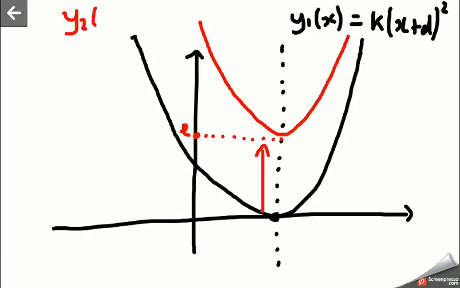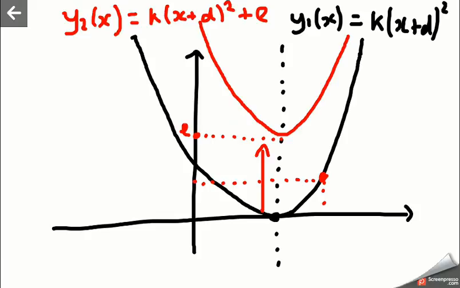So let's make y2 of x. y2 of x is equal to y1 of x plus e, which is equal to k times x plus d squared plus e. Well, that'll do the trick nicely, because for each x value, the y values for our new function are simply going to be shifted up by e units, because all we've done is add e on to the y values that come out. So that shifts the whole graph upwards by e units.